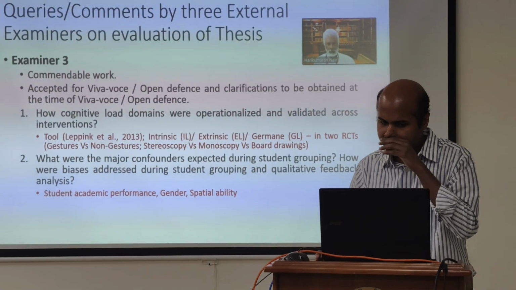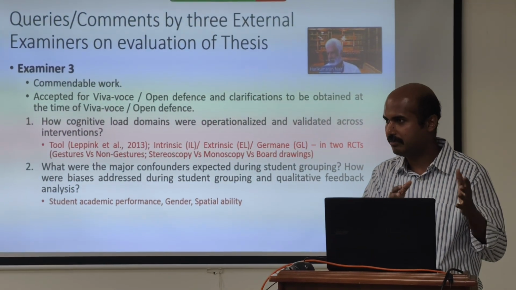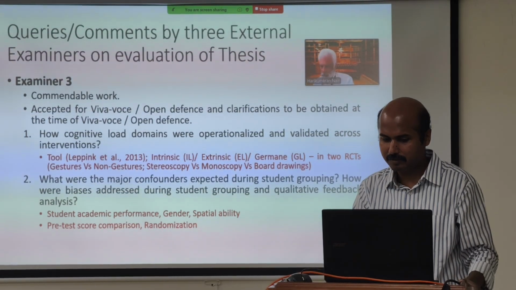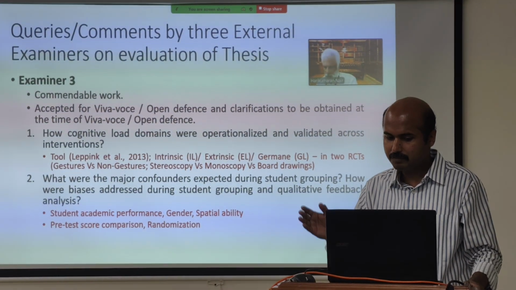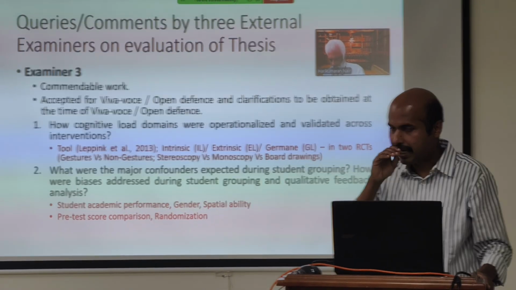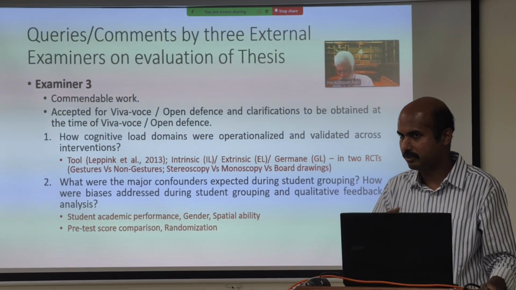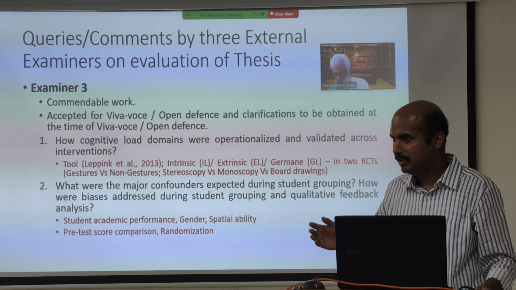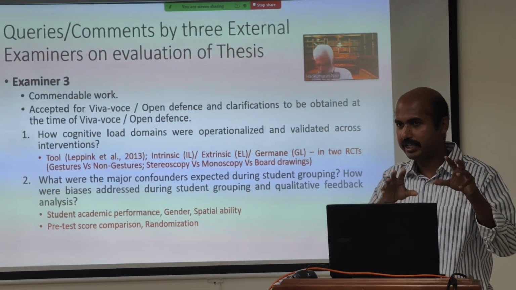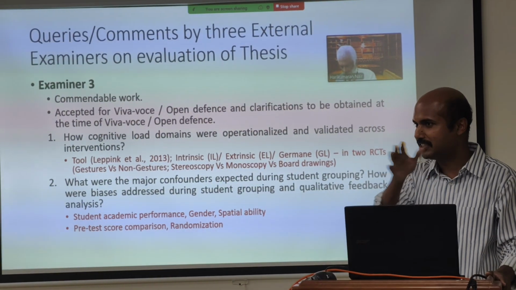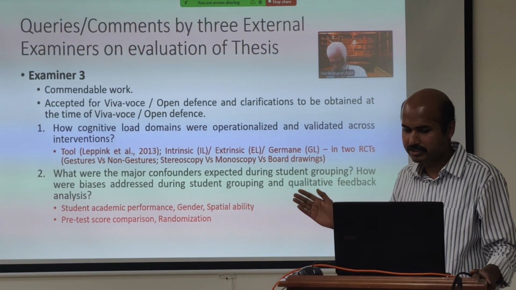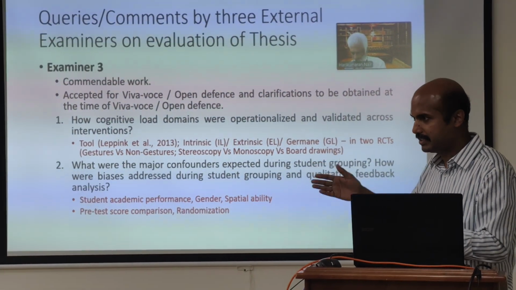The confounders that I think are student academic performance, and that can also be gender, spatial ability. And what I did is a pre-test score comparison to compare the different groups. Randomization was done for both the interventions. So those 2, the randomization should make the groups homogeneous. I didn't do any student grouping, A batch, B batch. I didn't do anything like that. I did only randomization to make it homogeneous. Also, I did an additional pre-test comparison.